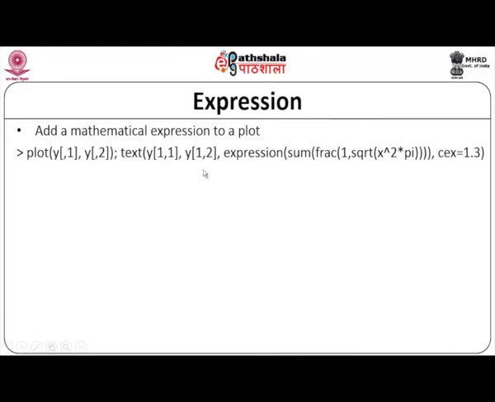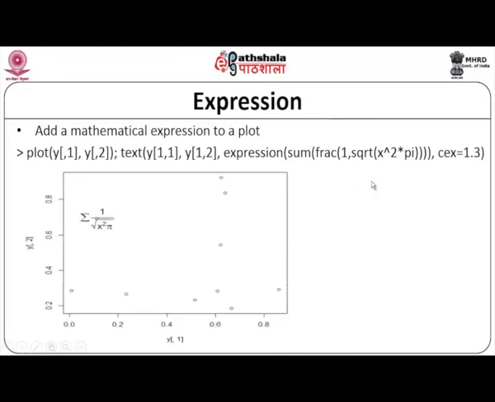If you execute this particular command in R, the plot that is generated looks like this, and here you can find the expression. The expression as defined here uses a summation symbol, and this is a fraction. The numerator and denominator of the fraction are mentioned as part of the fraction function. So, numerator is 1, denominator is square root of x square multiplied by pi. This equation can be embedded as part of any plot. With such expressions embedded as part of a plot, it may provide more meaning to the given plot.